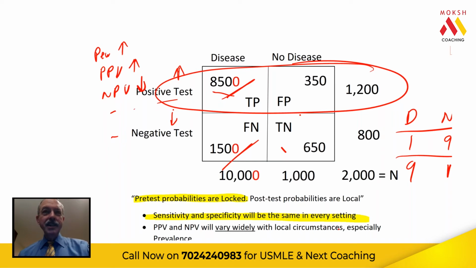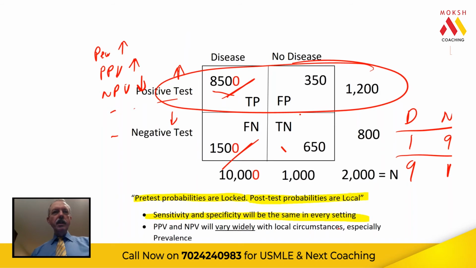These are not just ephemeral concepts. They're absolutely clear numbers you can see. And if there's no incidence in the table, then we can't talk about the relationship of incidence within the table. There's no incidence here. Pre-test probabilities are locked. Sensitivity and specificity are the same in all circumstances. Post-test probabilities, positive and negative predictive value, are local. They're going to change widely with local circumstances, including prevalence.